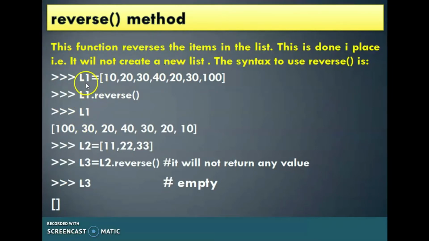Check this one. L1 = [10, 20, 30, 40, 20, 30, 100]. L1.reverse(). Print L1. We will get the answer like this, just reverse order: 10, 30, 20, 40, 30, 20, 10.